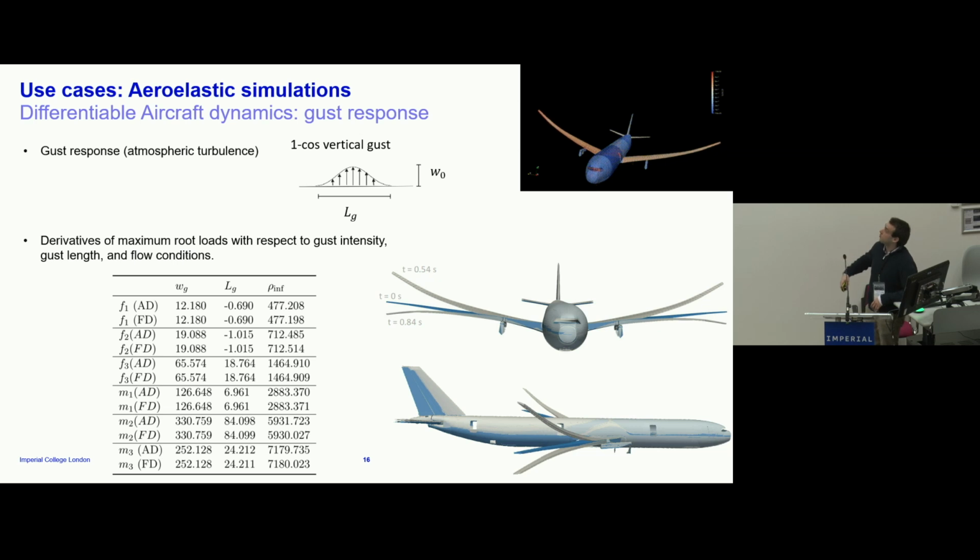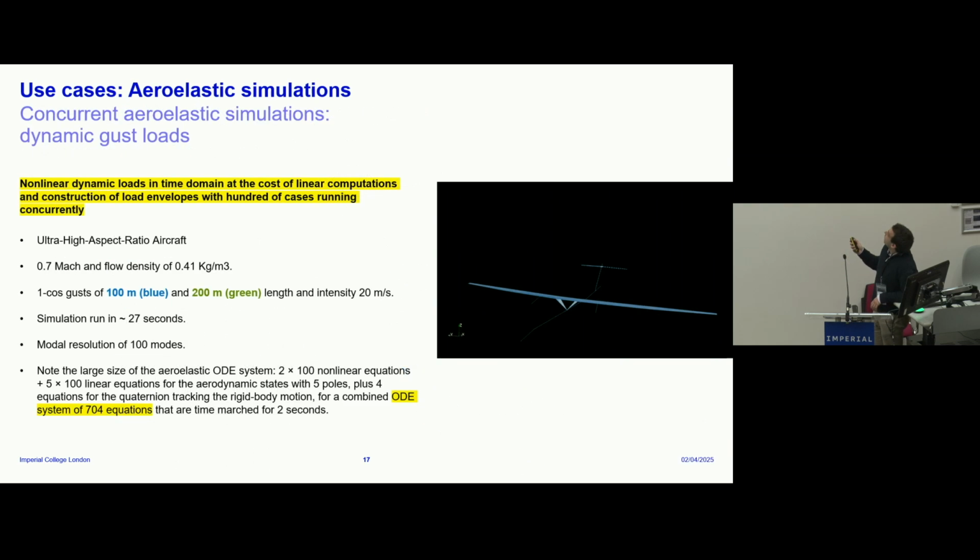So we are computing this in the time domain, and we are also computing the derivatives with respect to the gust intensity, the gust length, and the flow density. And you see there is a very good match. So the whole solution is tracing all the computation and taking the derivatives of this nonlinear simulation.